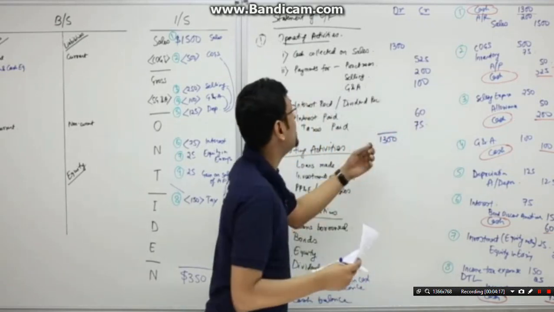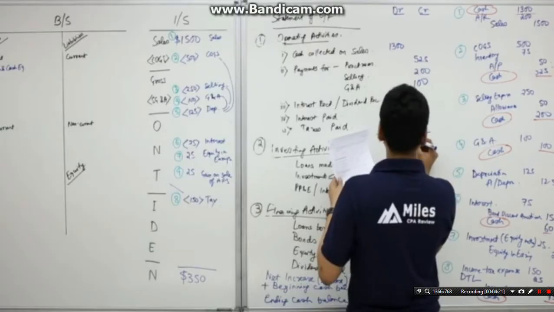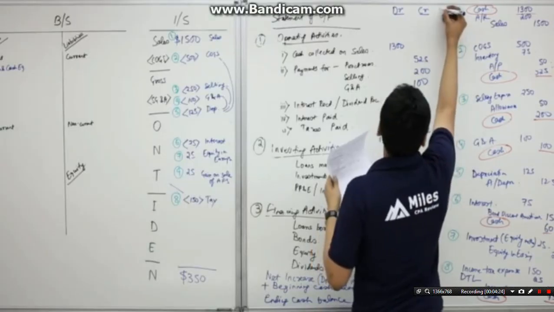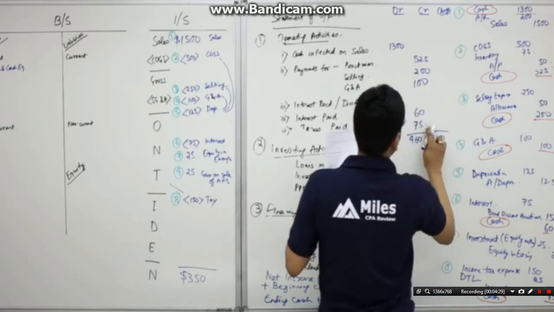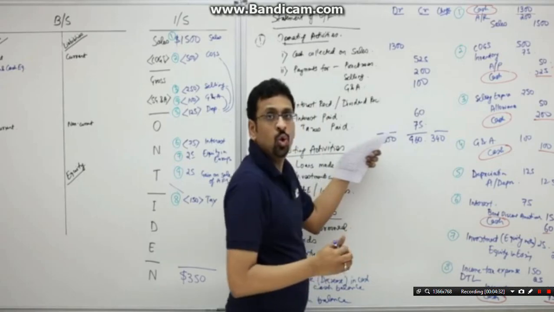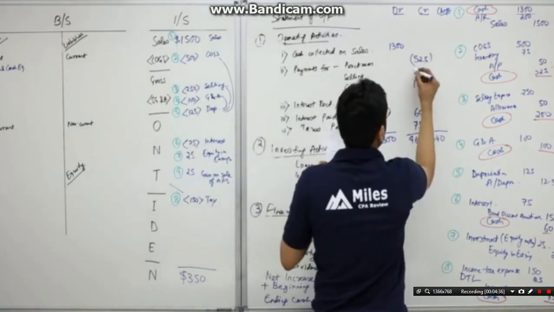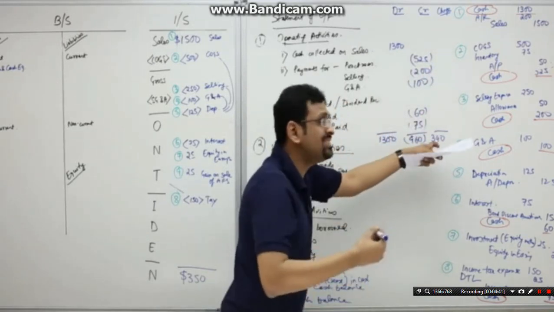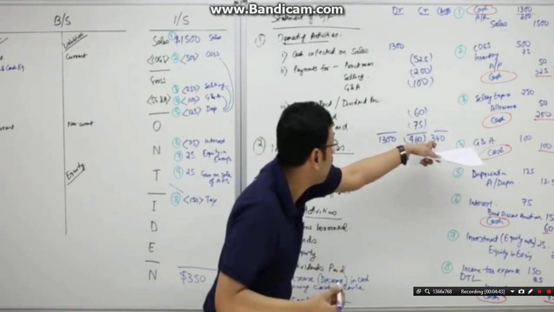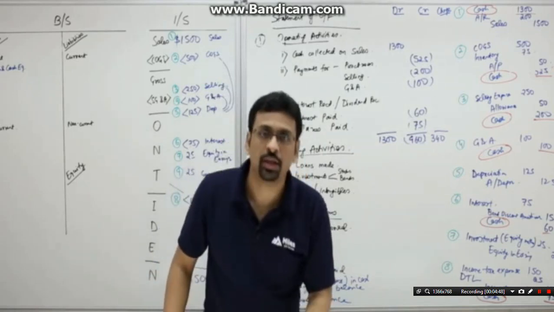So all the cash inflow from operating activities is $1,300. Cash outflow is 960. What's the change? The change is $340. So the source of operating activities, cash inflow, is 1300. Cash outflow, 960. Net increase in cash, or net cash provided by operating activities, or the net cash inflow from operating, $340. This is the direct method.